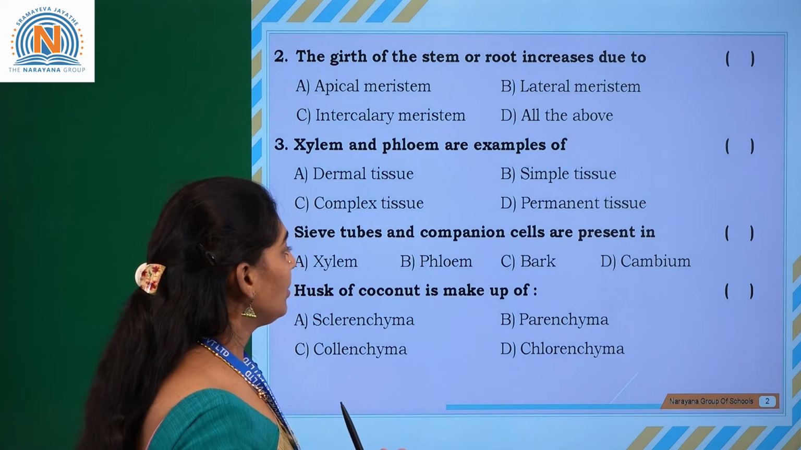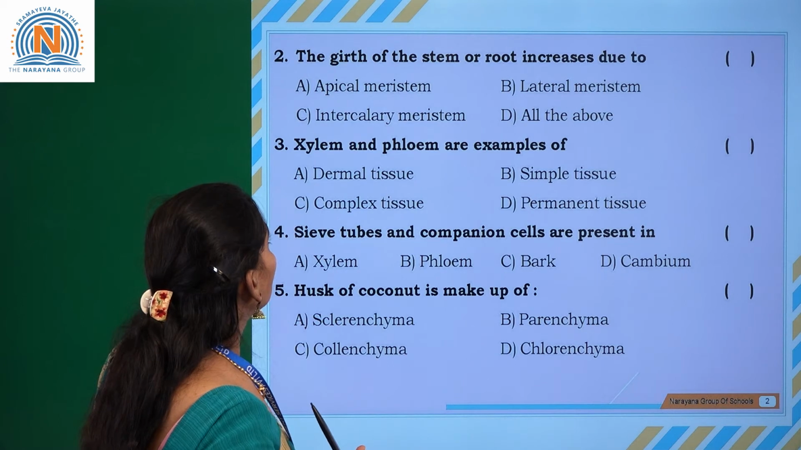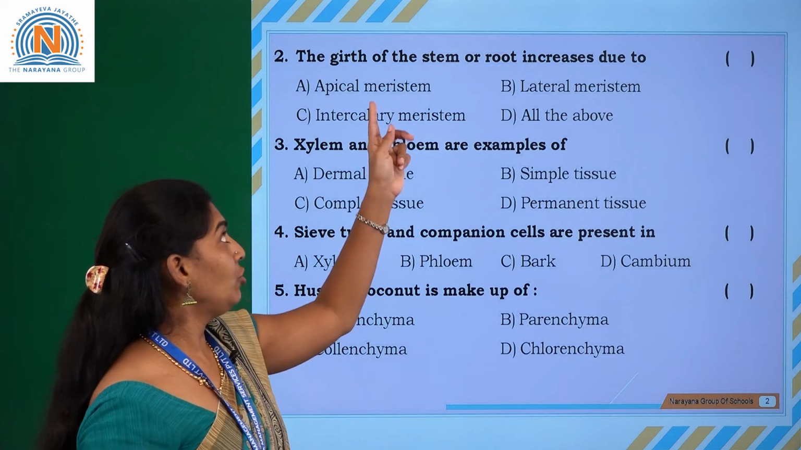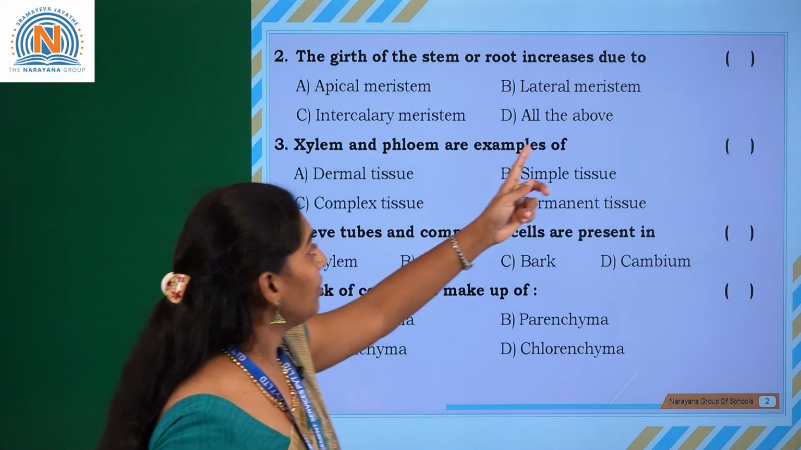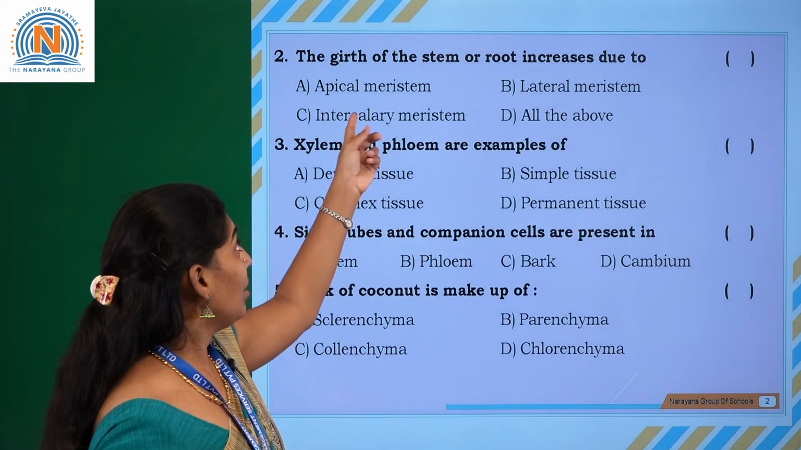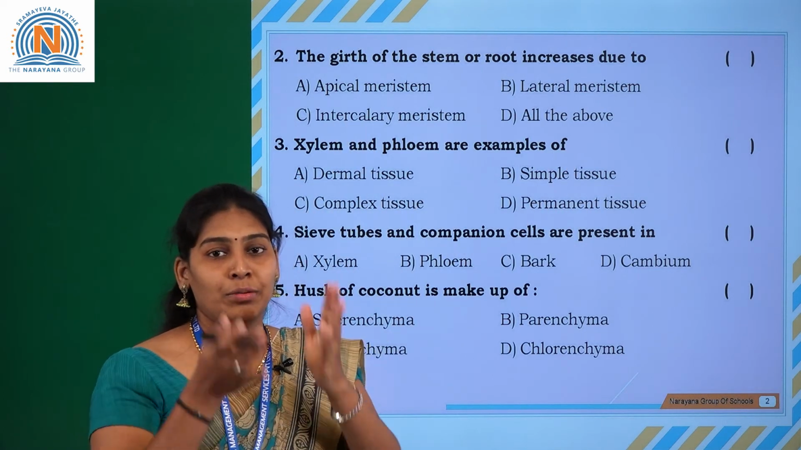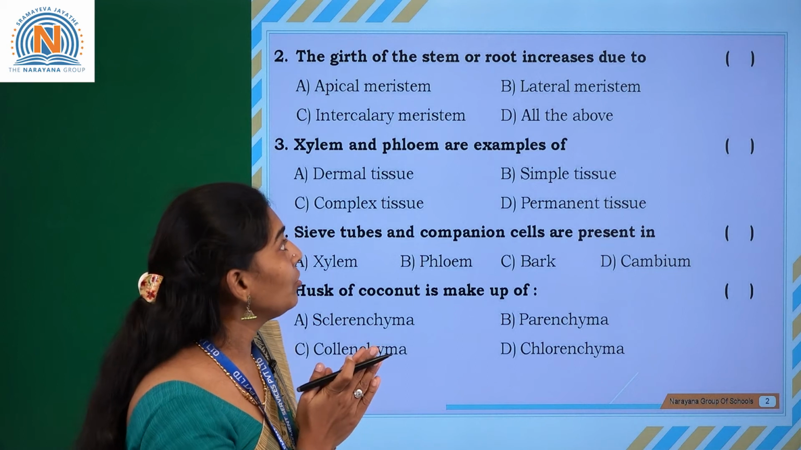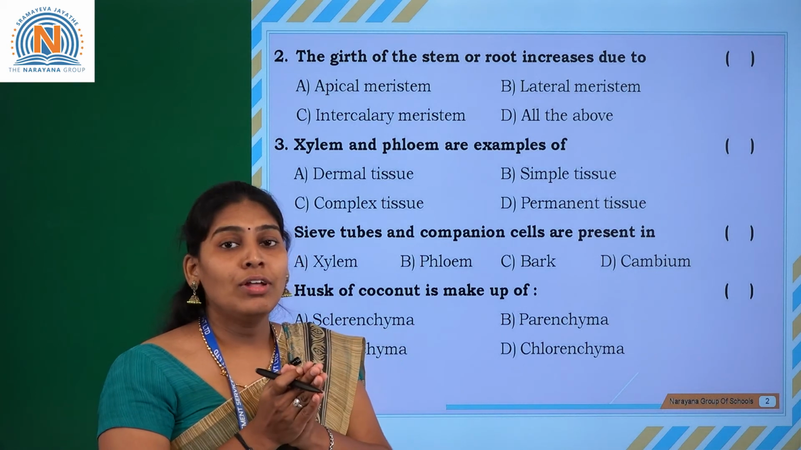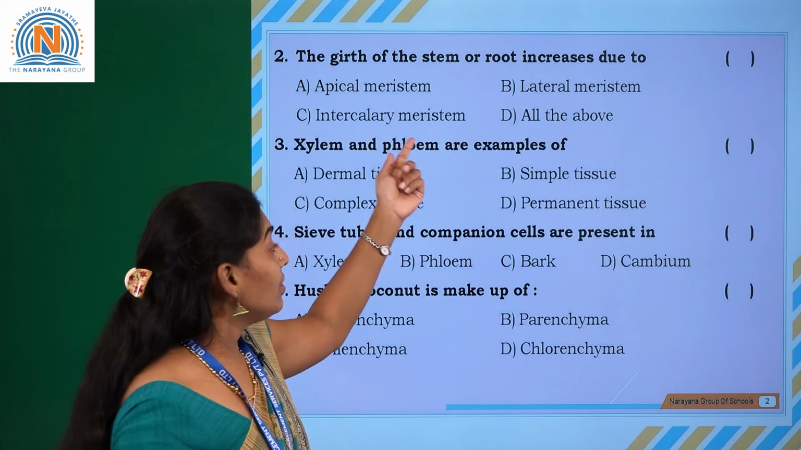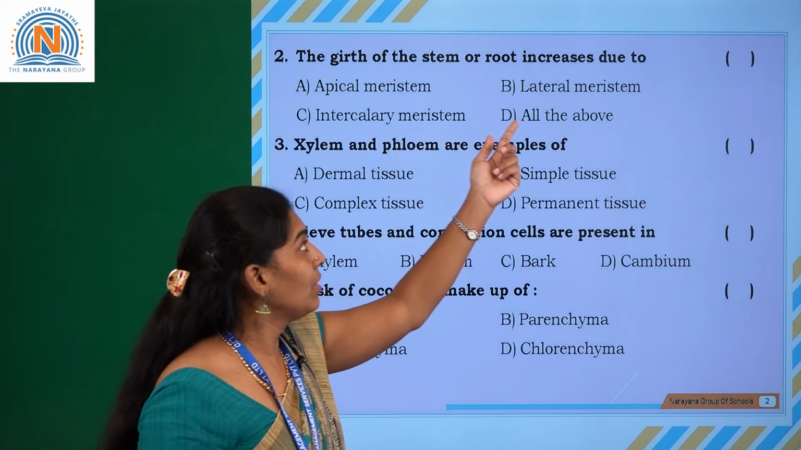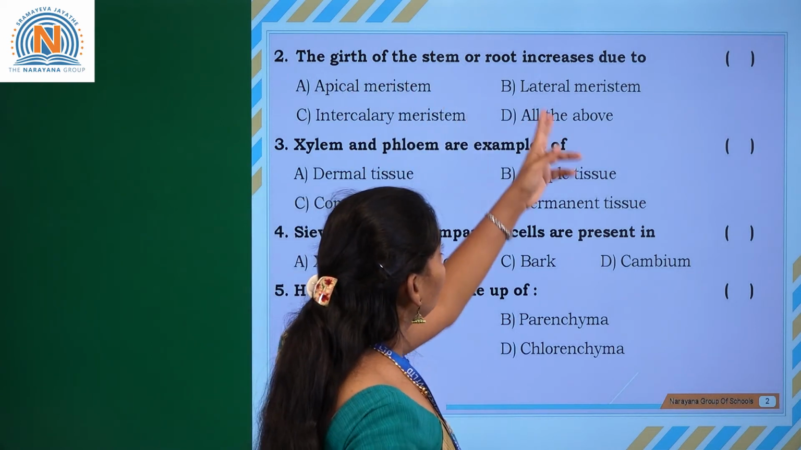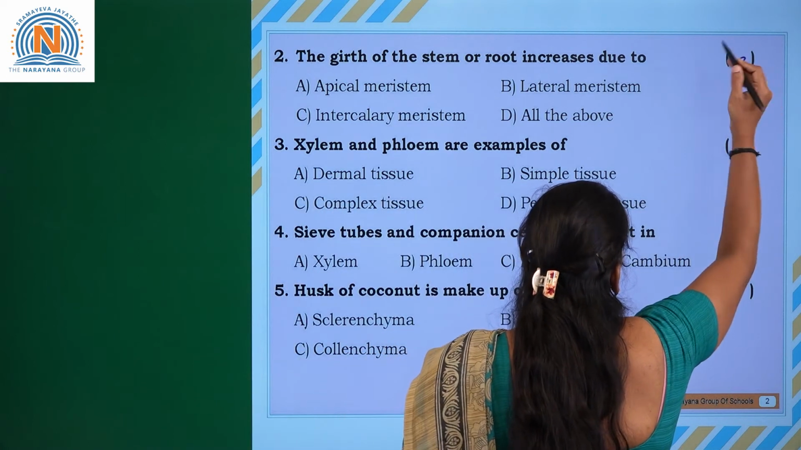The next ones they have given like bits. The girth of the stem or root increases due to: apical meristematic tissues, intercalary meristem, lateral meristem, and all of the above. Apical meristem gives the height of the plant, whereas lateral meristem gives the girth of the stem. Intercalary is where the branches arise. So we can write down that lateral meristem is responsible for the girth of the stem and root increasing. So the answer is option B.